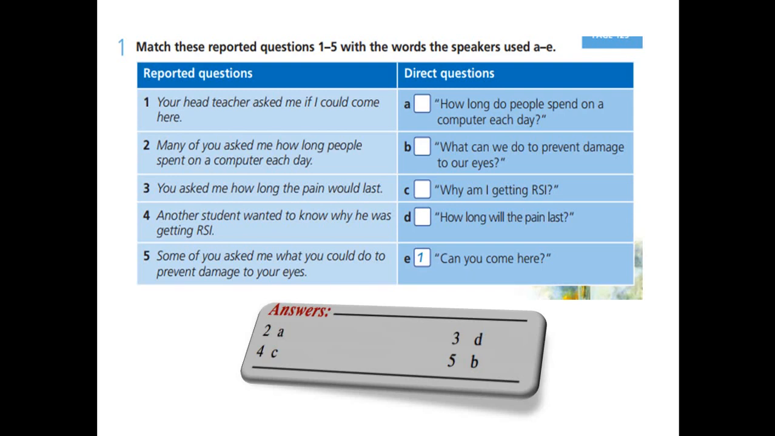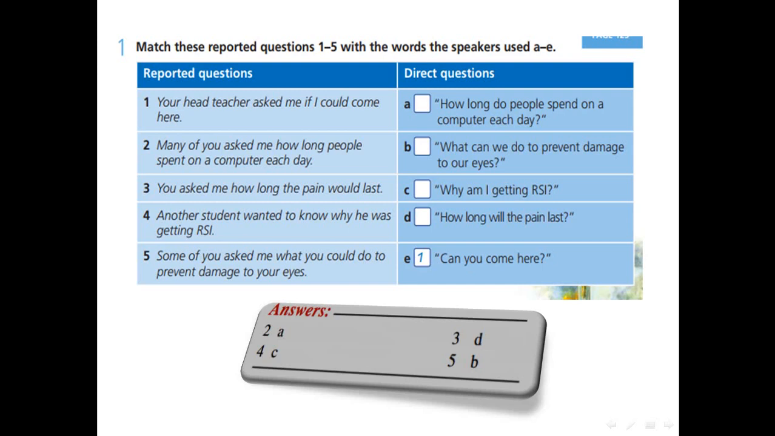Number 1. Your head teacher asked me if I could come here. 1 is matched to E. The actual words were, can you come here? These are the actual words. Number 2. Many of you asked me how long people spent on a computer each day. We match number 2 to A. The actual words are, how long do people spend on a computer each day? Number 3. You asked me how long the pain would last. It's matched to D. How long will the pain last? So the word would was originally will.